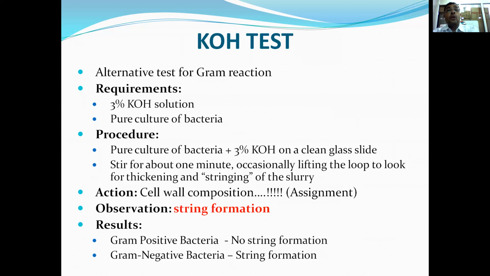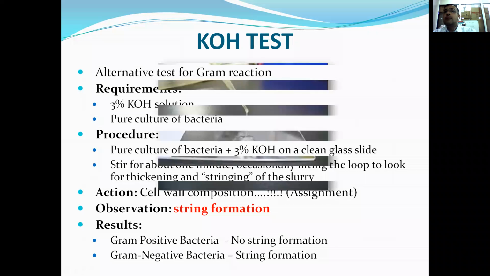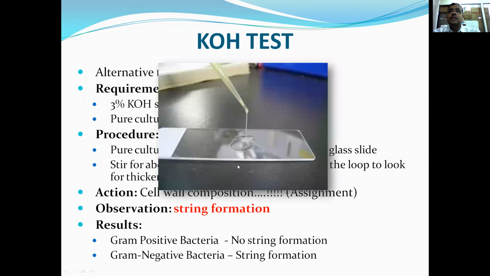So why does this happen? Because the cell wall composition is different, that's why the formation of string is different. So you have to find out what the difference is between gram positive and gram negative cell walls, and why some groups give positive where some groups give negative. If you are performing this test, then you have to observe the string formation. String formation is like this.